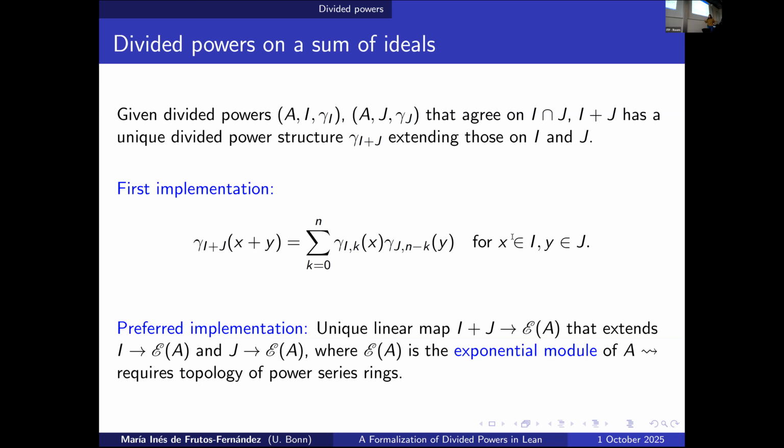We formalized it like this, but there are a couple of problems with this approach. I mean, not really problems. These are things that we could do, but they are not very nice to do in Lean. The first thing is that this decomposition as x plus y is not unique. So we have to prove that if you choose a different decomposition, you still get the same value. And then once you have defined things like this, you still have to check that all of the axioms in the definition of divided powers are satisfied. This involves a lot of computation. It's not very nice to do.